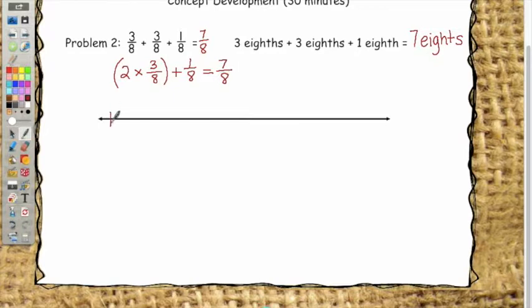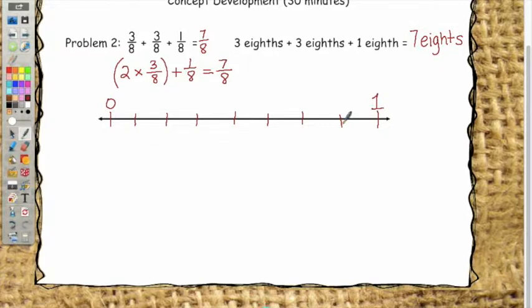So 7/8, more or less than 1 whole? Less. What would 1 whole be? 8/8. Okay, so 7 tick marks. Now you know the easiest way to make 8s, don't you? Divide it in half. Then divide the halves in half. And then divide the fourths in half. And that gives you 8s.